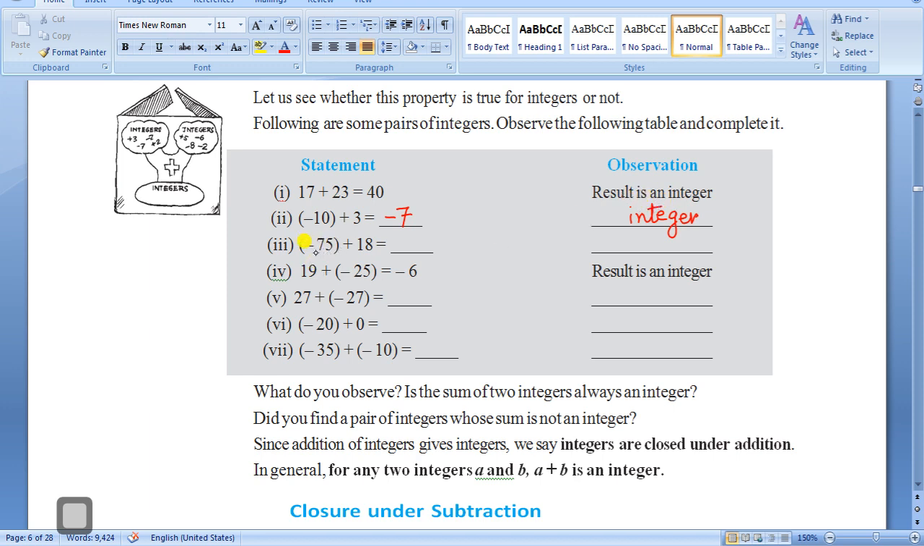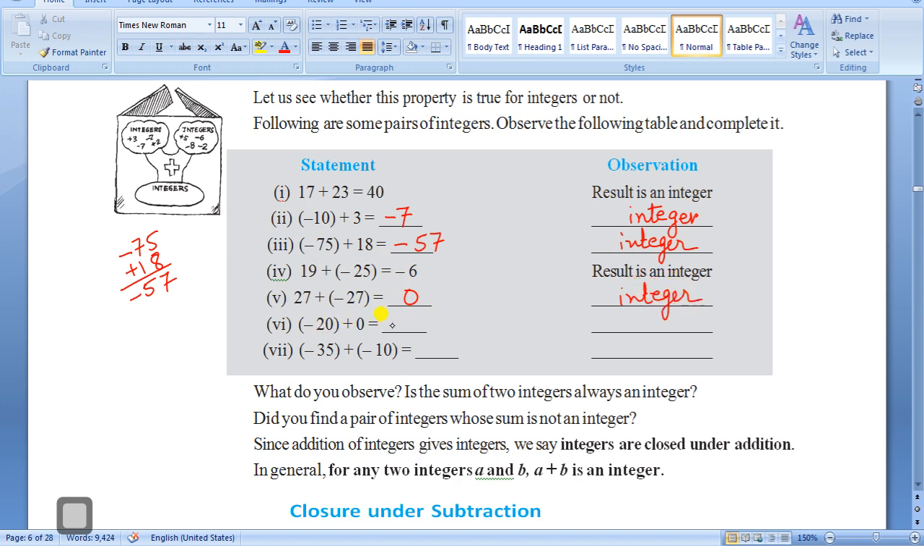The next one is minus 75 plus 18. If we find the value, it is minus 57, which is also an integer. Here 19 plus minus 25 is equal to minus 6, and the result is an integer. Plus 27 minus 27 is equal to 0, that is also an integer.